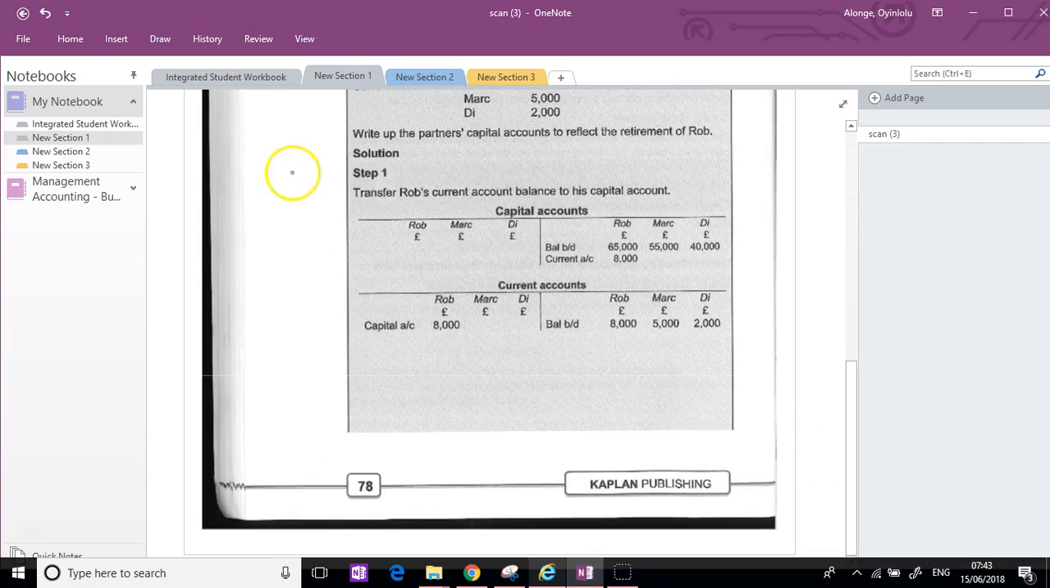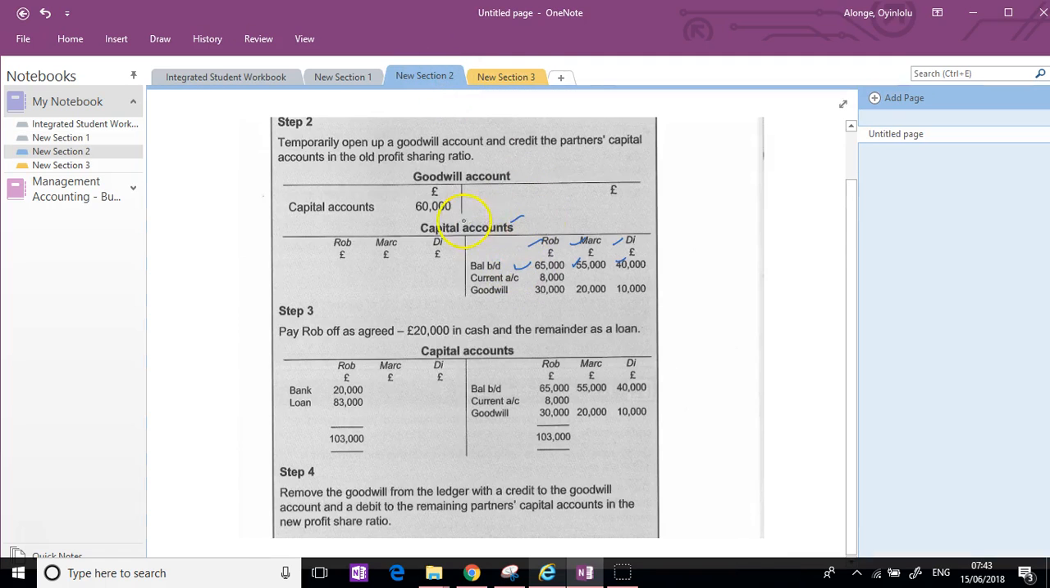So you can see the capital accounts are here. The current accounts are here. And then you can see I transferred the 8,000 to his current account. Look at that. It comes out of here and it comes here, right? Because Rob is leaving. We leave everyone else alone because they're staying on, right? And then we now deal with it.